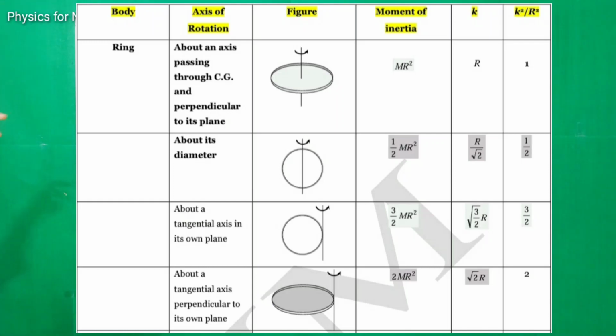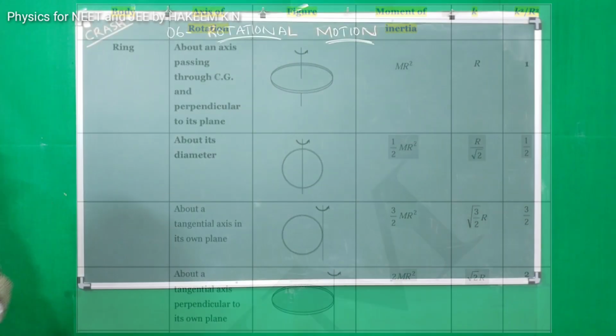In that table, you can see axis of rotation, body, and moment of inertia. K means radius of gyration, and k square by r square we use in case of rotational kinetic energy. That we will discuss.